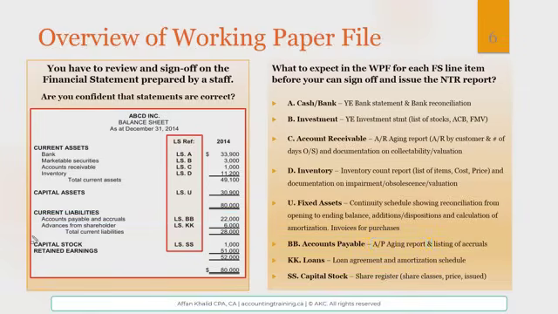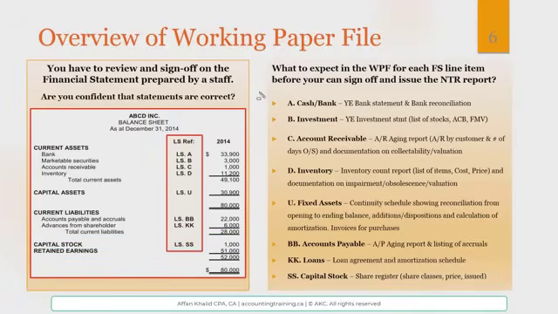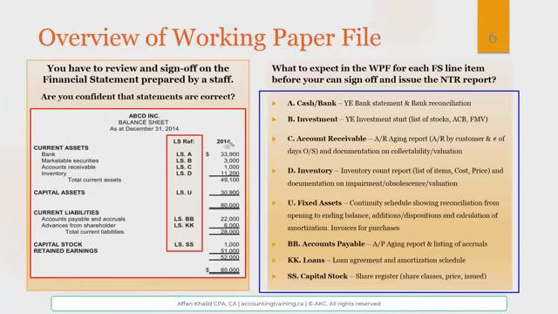As a backup and support for capital stock balance of $1,000, you would expect to see in section SS of the working paper file a copy of share register showing the share classes, issued and authorized shares, and also the subscription price for each share. Once you have reviewed all the working paper support for each of the financial statement line item, now you can feel comfortable to sign off and issue the notice to reader report to your client.